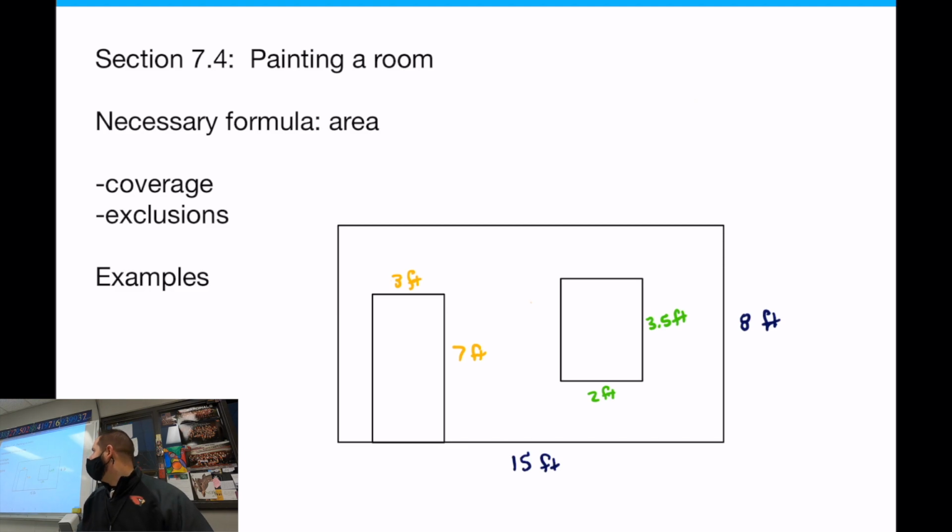Okay. So let's talk about how we find the area for painting. Let's say this is one wall of my room, and I want to figure out how much I have to paint.